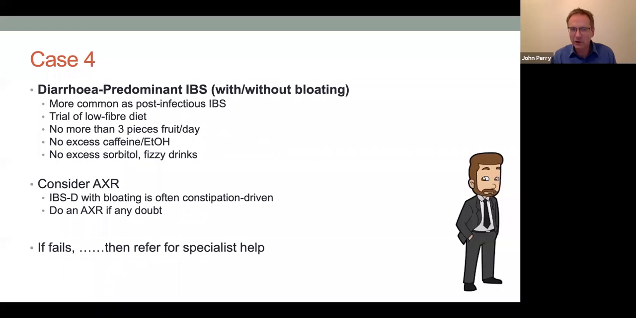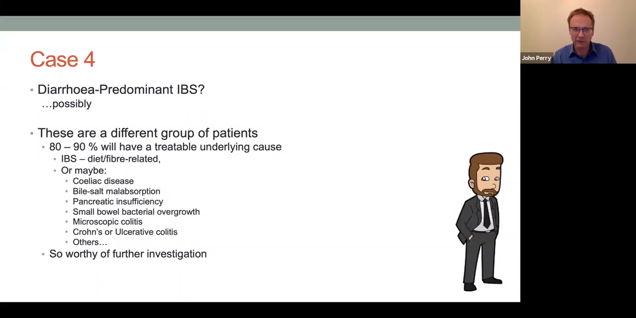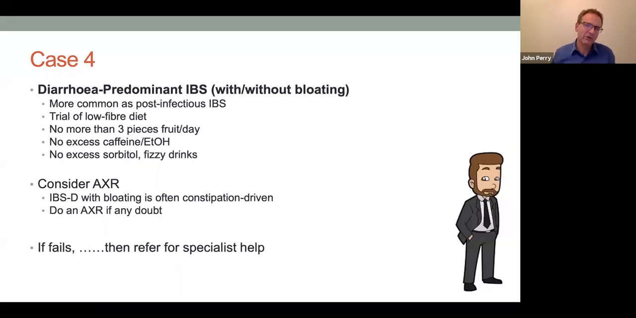The thing you can do though as a GP is obviously screen for things like celiac disease and do fecal calprotectin for inflammatory bowel disease, but you can try and treat them as if they're diarrhea predominant IBS by giving them a trial of a low fibre diet. You can cut down on their fruit, avoiding excess caffeine and alcohol. They might very occasionally be that one that's having all the sorbitol. But that's one thing you do.